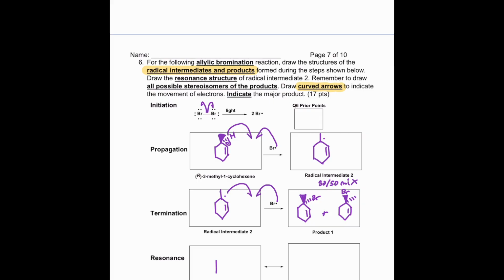So we're going to start back with our radical intermediate 2 like we have above, but this time we're going to have this electron go to form a double bond with the electron from here. And then from there, we're going to have our electron from that double bond go to this carbon instead. So then from there, that is going to give us the radical intermediate 3, which is going to look like this.